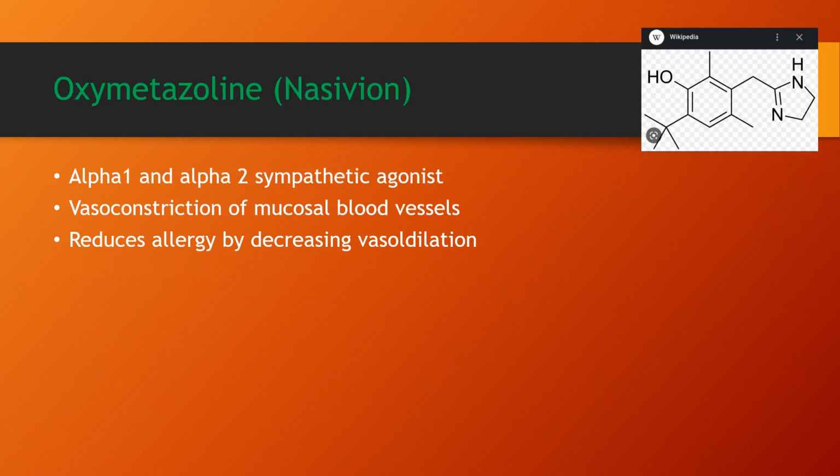And Nasivion is oxymetazoline, an alpha 1, alpha 2 sympathetic agonist, causing vasoconstriction of mucosal blood vessels, reducing allergy and vasodilation.